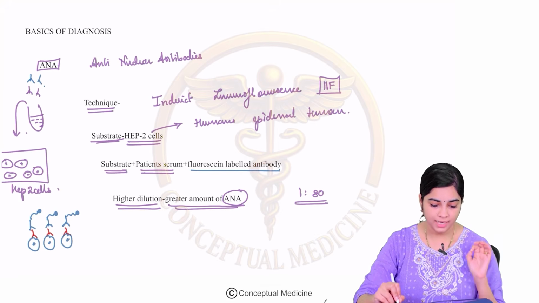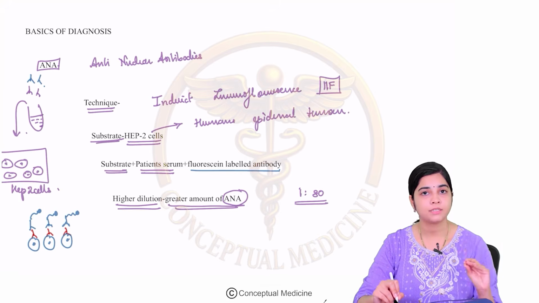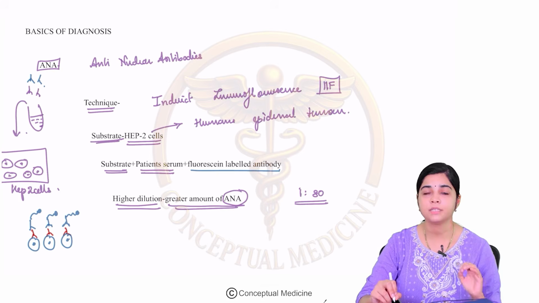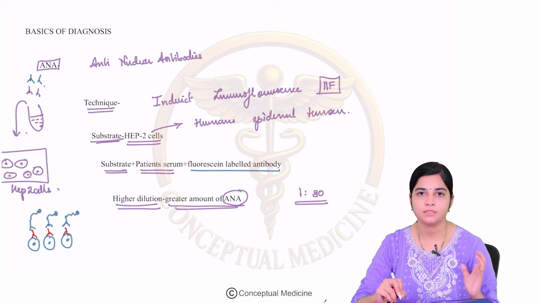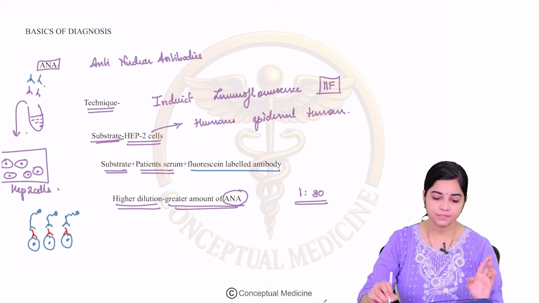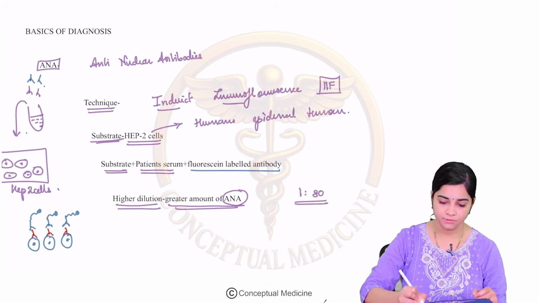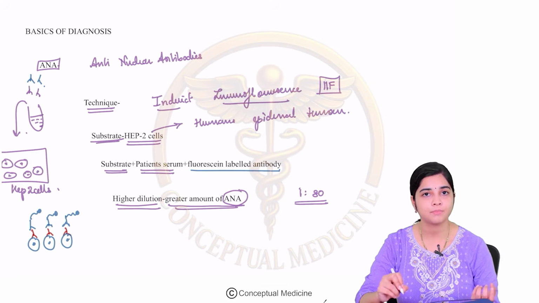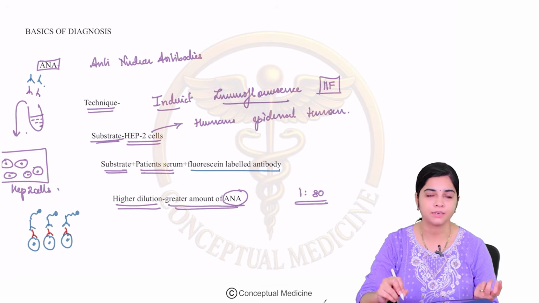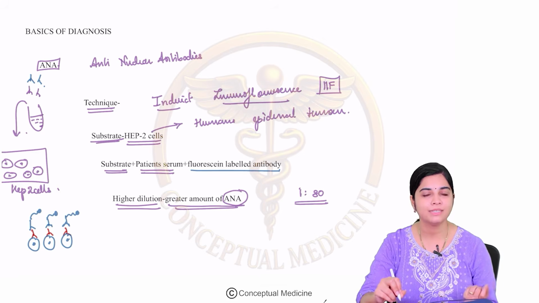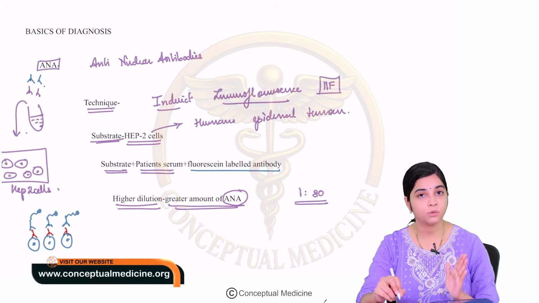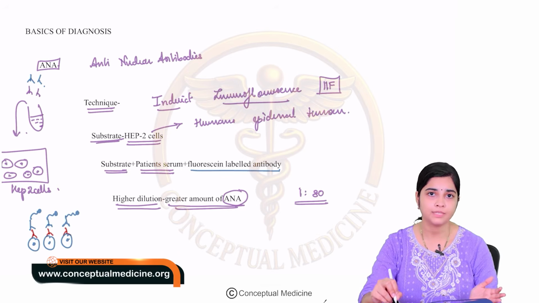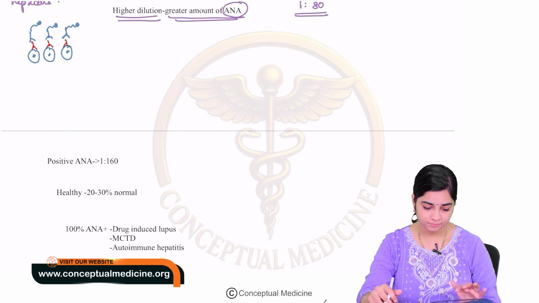ANA testing is basically the test by which you try and identify if autoantibodies are present in a person or not. The technique that you use is indirect immunofluorescence. And what is the substrate? It is usually the HEP2 cell lines. Apart from this, mouse kidney and mouse liver were also being used, but currently the gold standard that we use is the HEP2 cell lines.